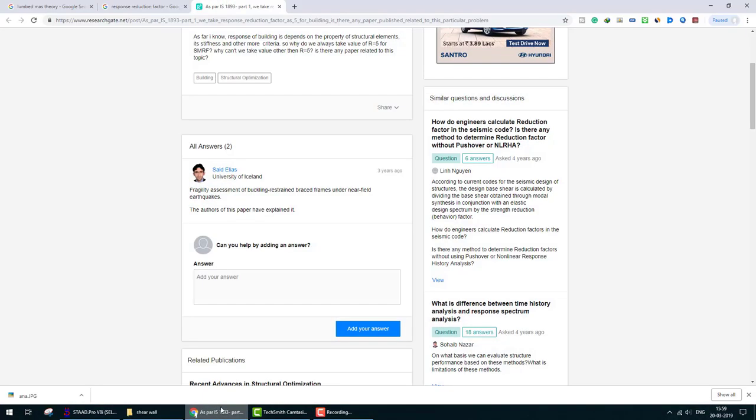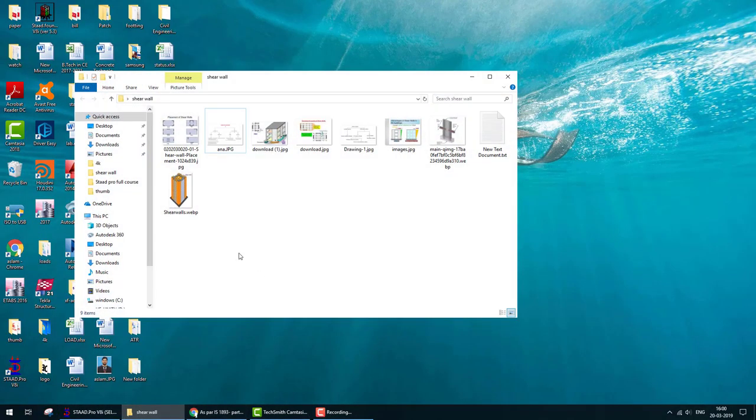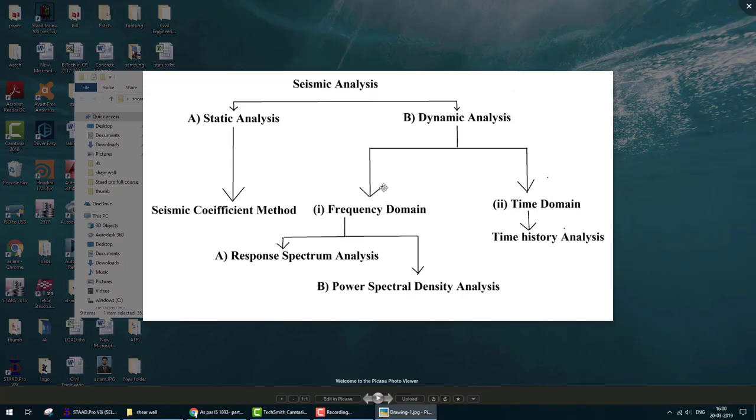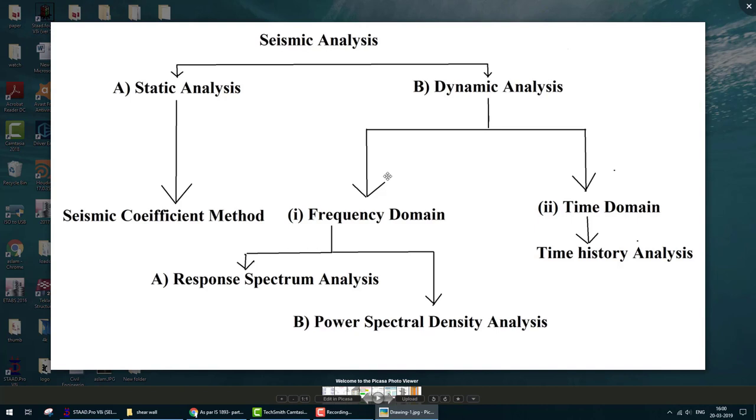Hello everyone, today we learn seismic analysis of building using STAAD Pro. Before we start, we learn some definitions. Seismic analysis is of two types, static analysis and dynamic analysis. What is the difference between these two? By the name, you know static means it does not depend on time, and dynamic means it depends on time. If you search on Google, there are many definitions and differences between static and dynamic.